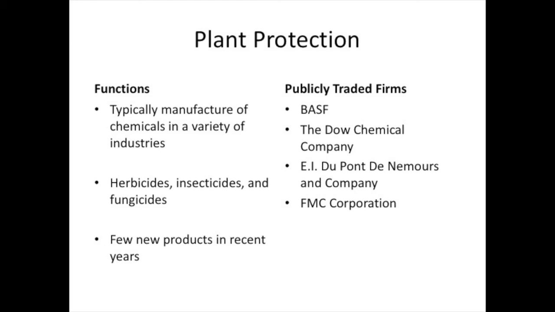Plant protection firms typically manufacture chemicals. They typically manufacture chemicals for a wide variety of industries, not only the agricultural industry but others as well. And the ones that they have introduced are herbicides, insecticides, and fungicides. One item to note here is that we have seen fewer new products introduced in recent years, primarily because of regulatory concerns associated with herbicides, insecticides, and fungicides.